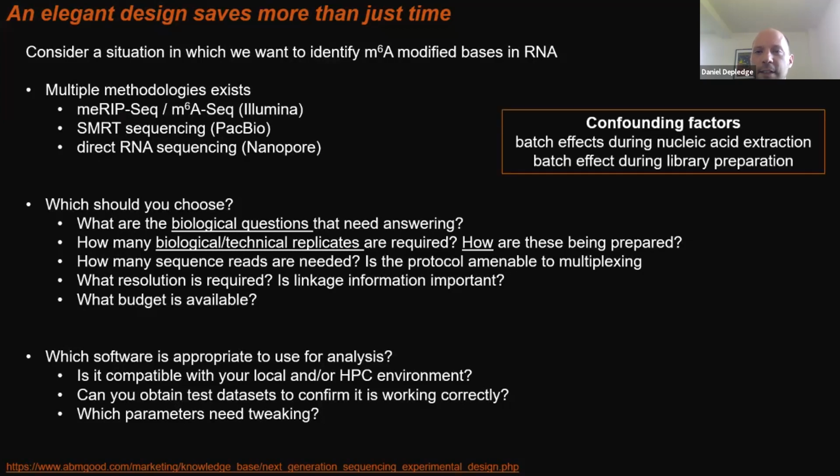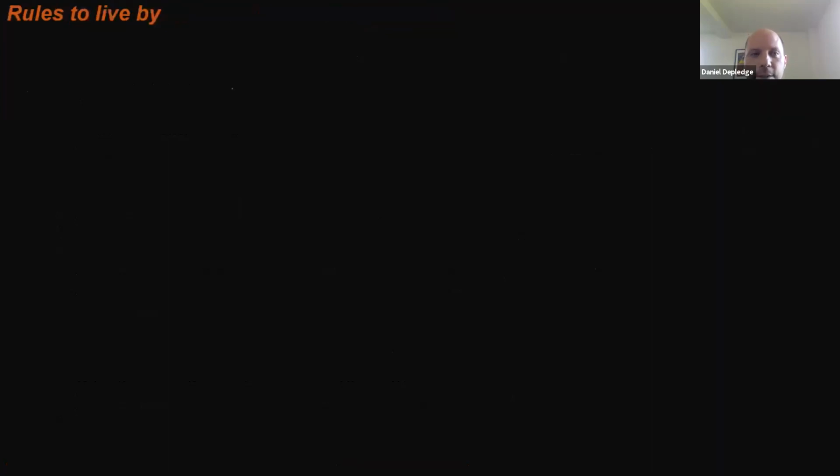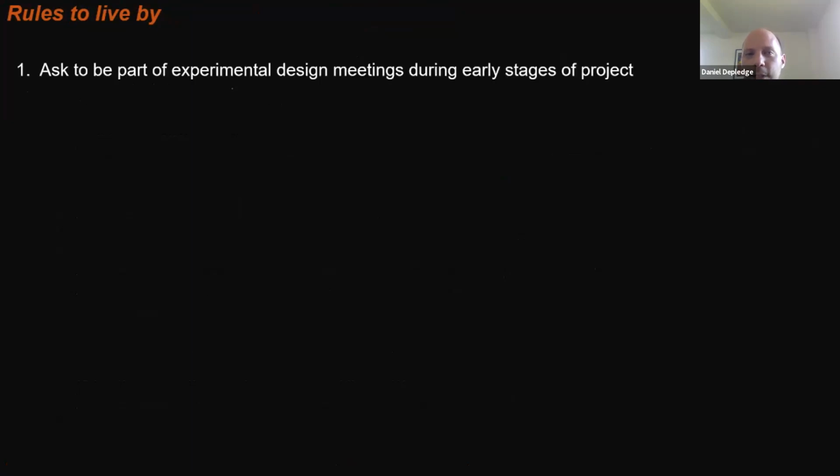You also need to bear in mind confounding factors such as batch effects, which are basically the plague of my life and most people's lives. These can occur during nucleic acid extraction, and also during library preparation. So you need to be quite careful about how you plan to do those and how you can try to minimize the batches, and also how you can record potential batch effects as they're happening so that you can informatically try to model them and correct for them. Finally, I have a list of rules that I think people should live by when it comes to designing sequencing projects.